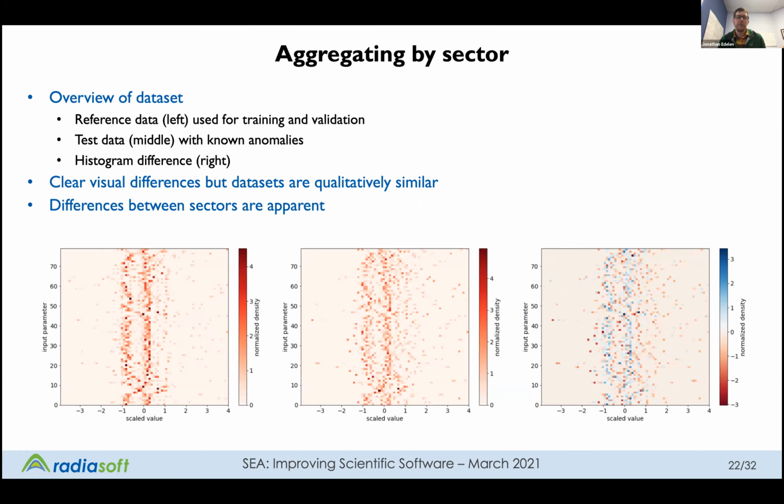So it's encouraging that if we train an autoencoder just on the reference data, then the reconstruction error should not be as good for the test data set, which is what we're looking for. It's an unsupervised learning problem where we're training on known data and then testing it on unknown data and looking for anomalies.